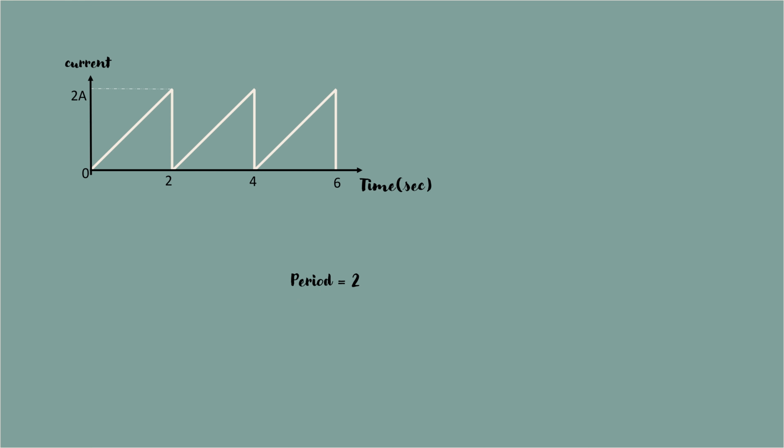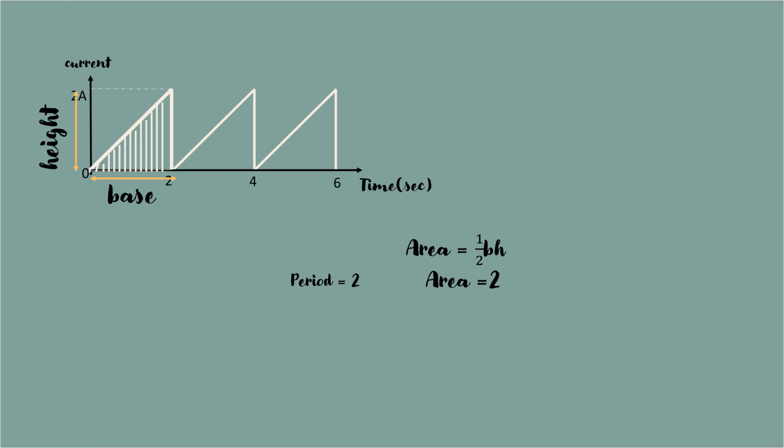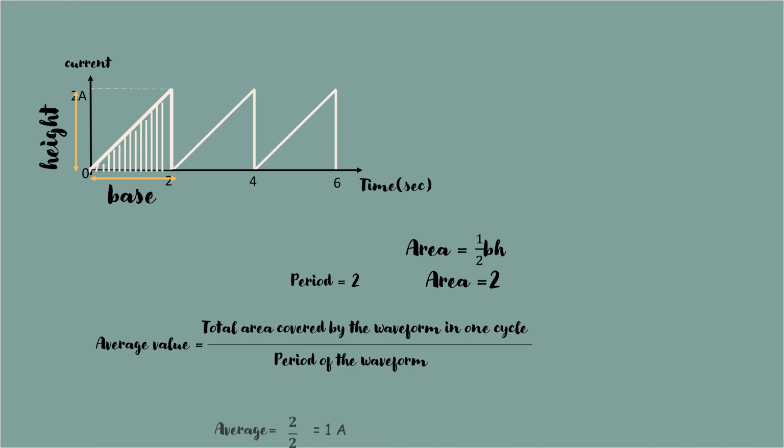Now, we have to find the total area covered by this waveform in one cycle. We know that the area of the triangle is half into base into height. In this case, base is 2 and height is 2. Therefore, the area covered in one cycle is 2. If we substitute this in our average formula, we'll get the average current value as 1 amp.